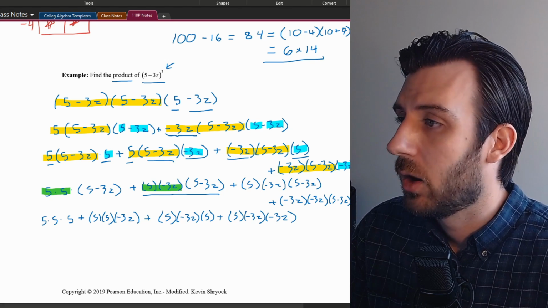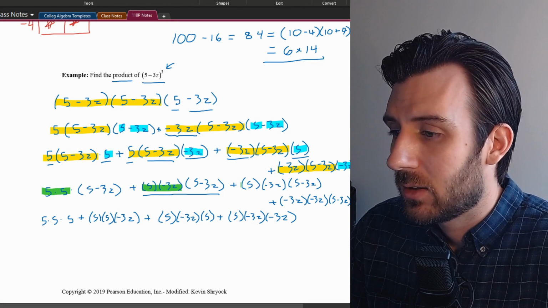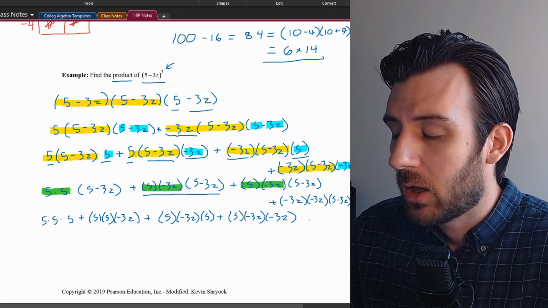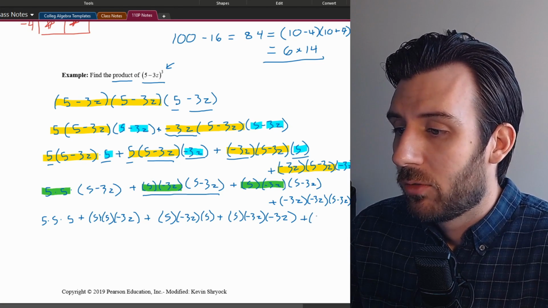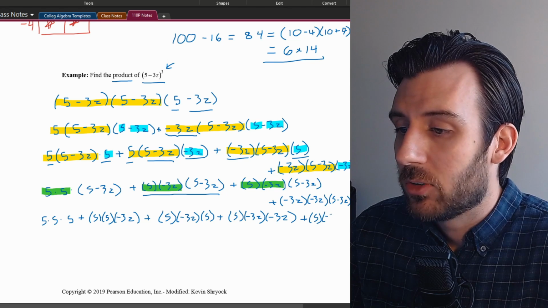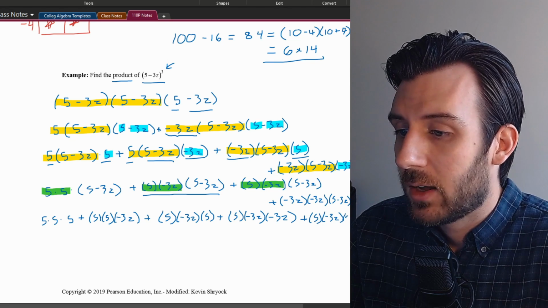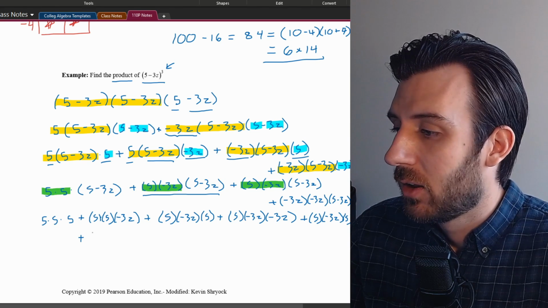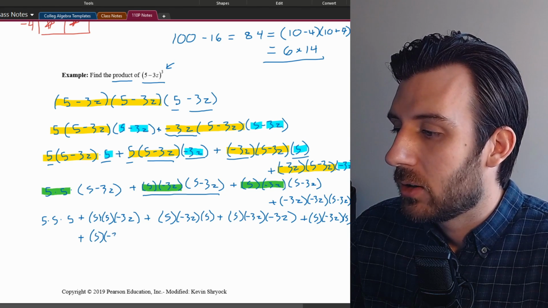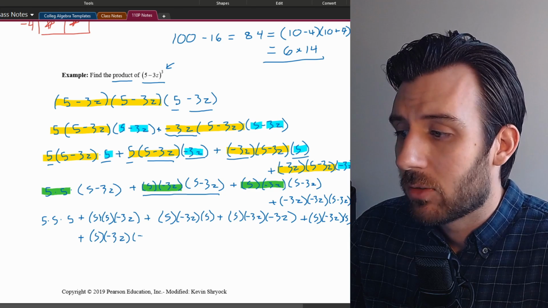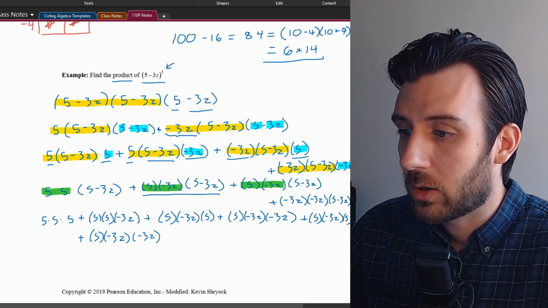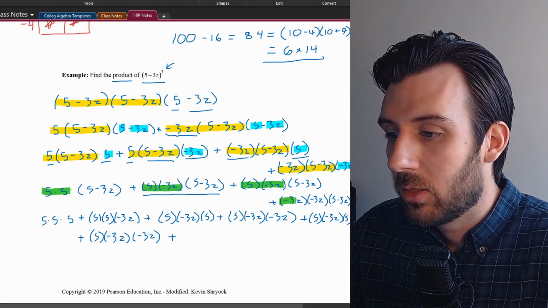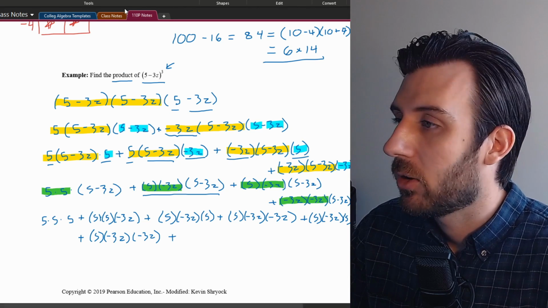Let's keep going. We've now got some green highlighting here. I'm going to be multiplying that to some addition and subtraction. So that would be plus 5 times negative 3z times 5 for the first part. I'm going to need to go on the next line. Plus 5 times negative 3z times negative 3z for the second part. Okay, great. Now the very last one is going to be multiplying in this number times addition and subtraction.